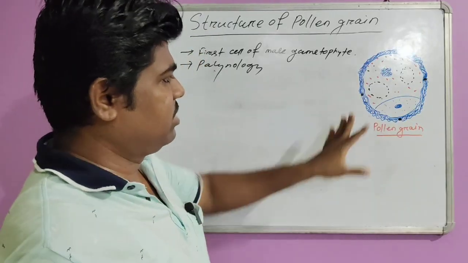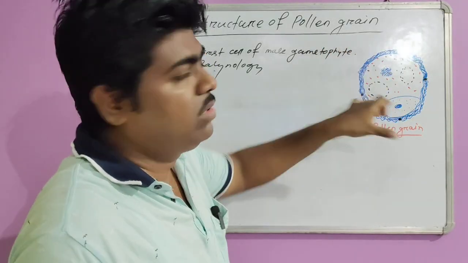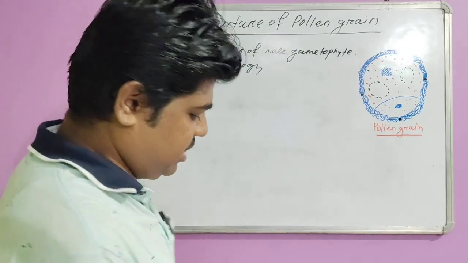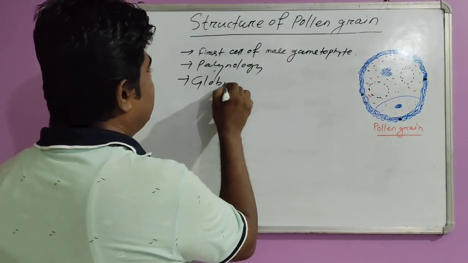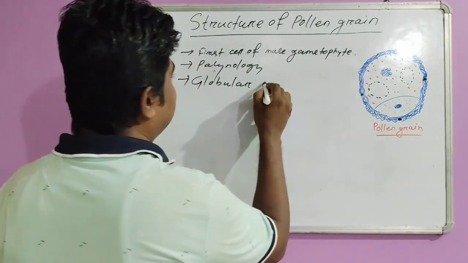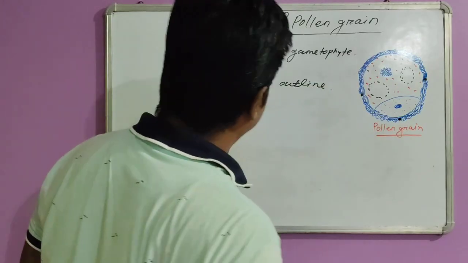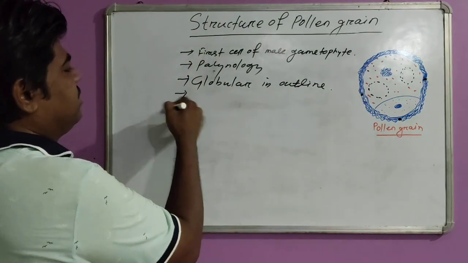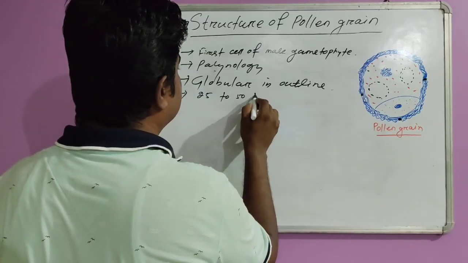So I have drawn the structure here. Look at the structure. A pollen grain is globular in outline, that is, globular means spherical in outline. Other shapes of pollen grains are also found, and its diameter is 25 to 50 micrometer.